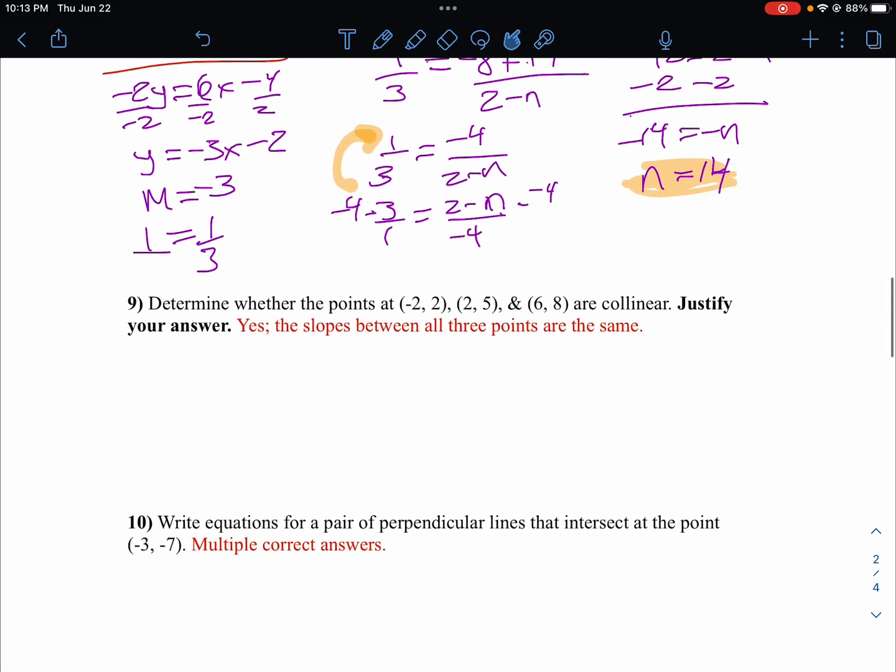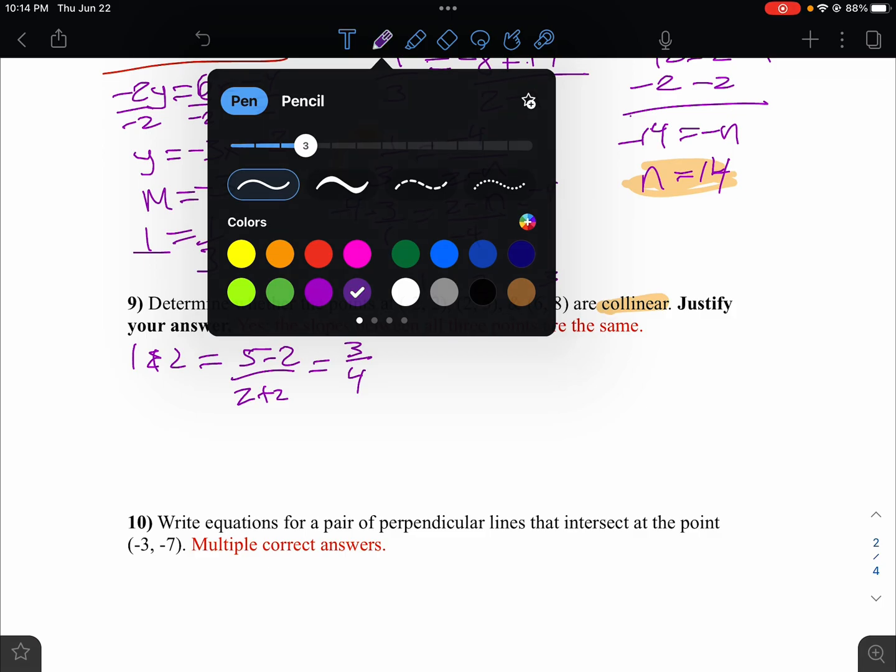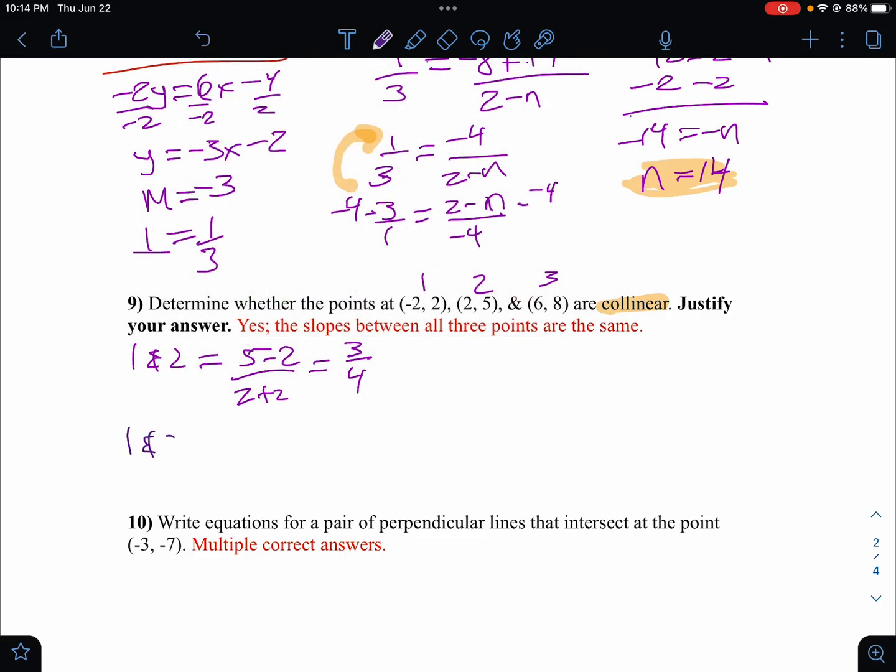On question number 9, I want to determine if these points are collinear. Well, if they're collinear, it means they have to lie on the same line. So let's find the slope between our first 2 points. I'll call these point 1, point 2, and point 3. I'll find the slope between 1 and 2 to start with. So we'll say 5 minus 2 all over 2 plus 2. So 5 minus 2 is 3, and 2 plus 2 is 4. So you get 3/4.